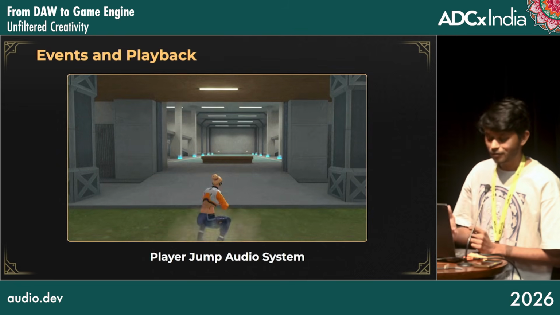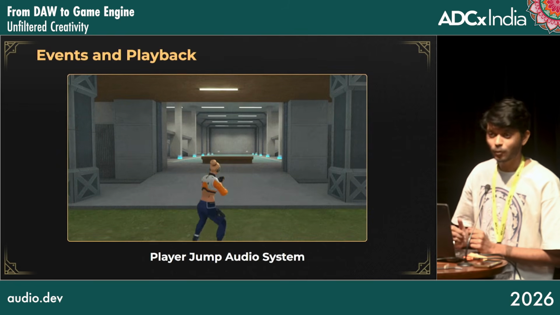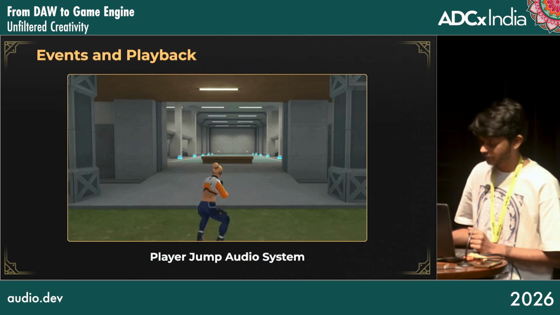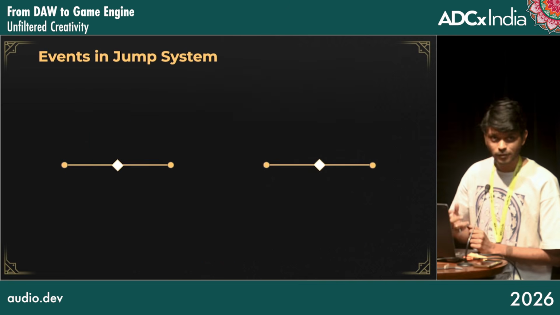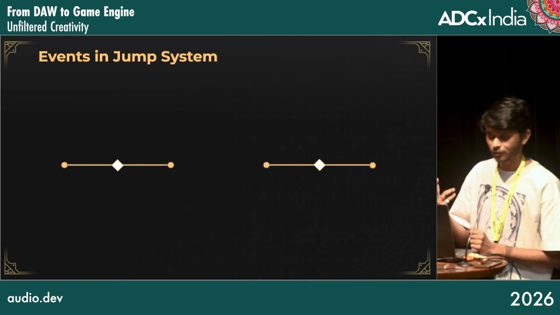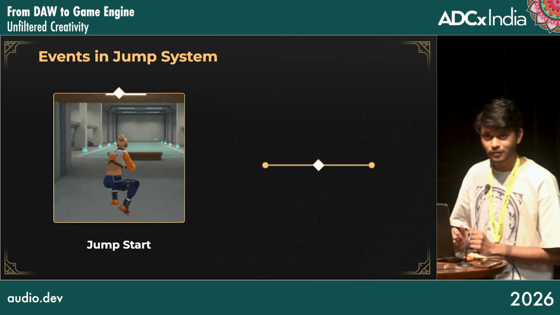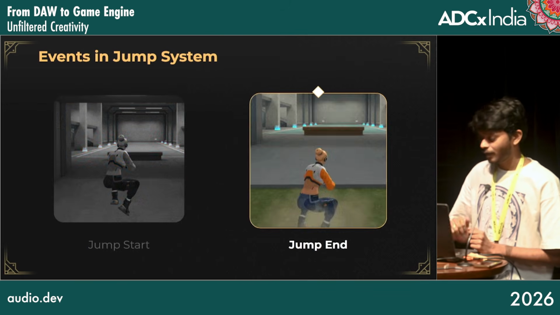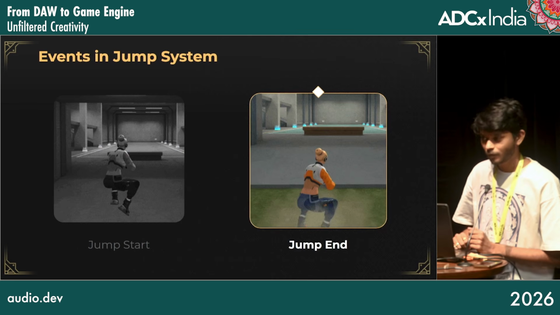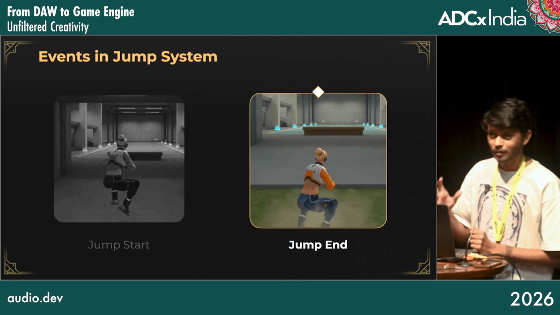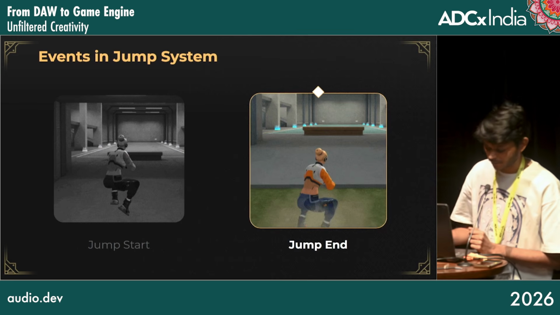Now let's take a simple example, which is a player jump audio system, to understand how events and playback work together. It has 2 types of events inside this system. First is jump start, and second is jump end. So after integrating sounds for this, it sounds like this inside the engine.